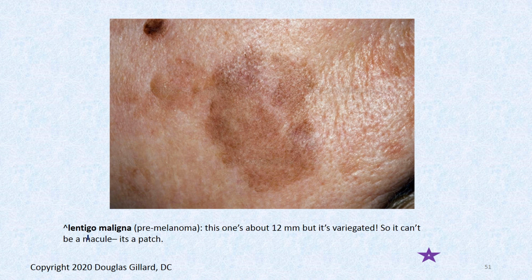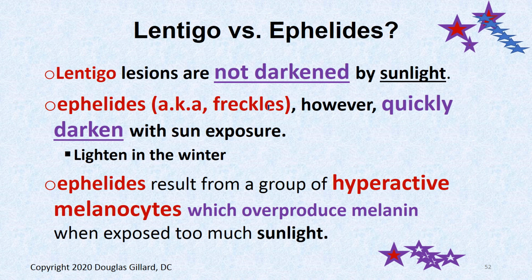So this turned out to be lentigo maligna, a precancer. Lentigo malignant melanoma, maybe in 10 years this would be really black and this would be light. That means it's coarsely variegated. So that is the kind of indication that it's become flat out cancerous.